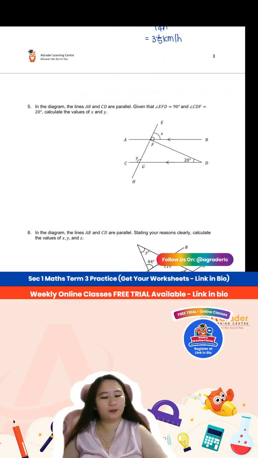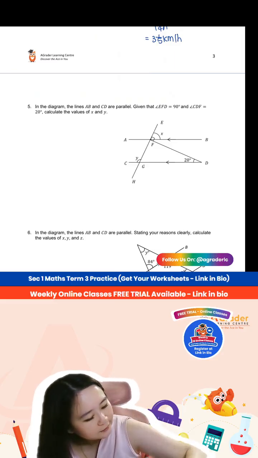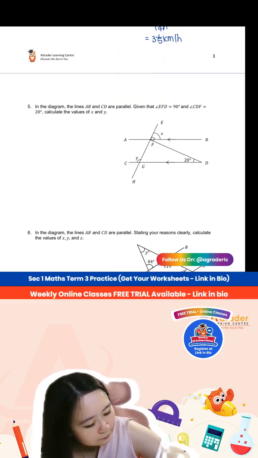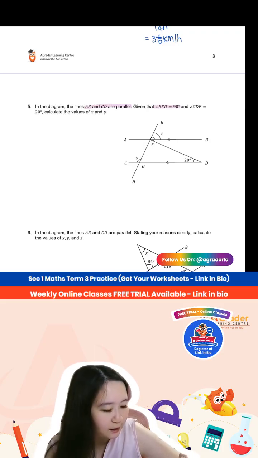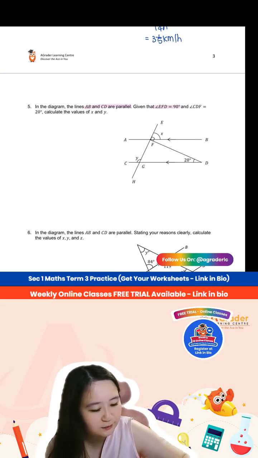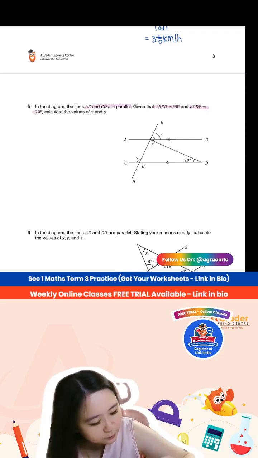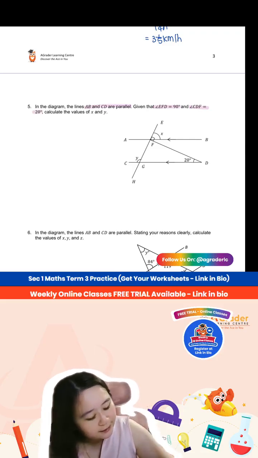Okay, so in the diagram, the lines AB and CD are parallel. Given that angle EFD is 90 degrees and angle CDF is 20 degrees, calculate the values of x and y.